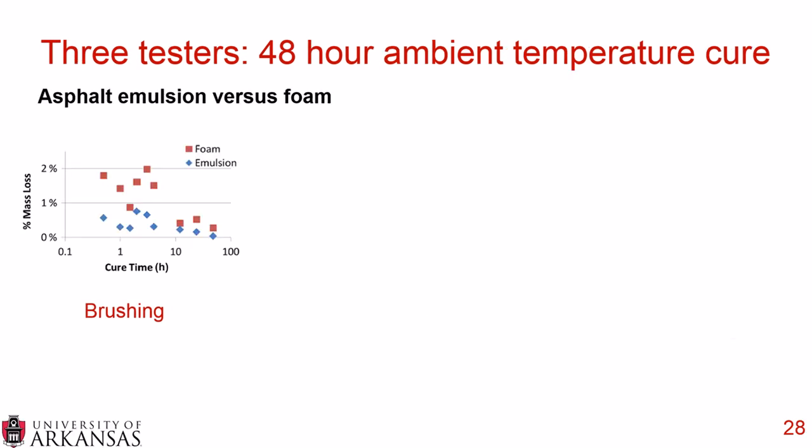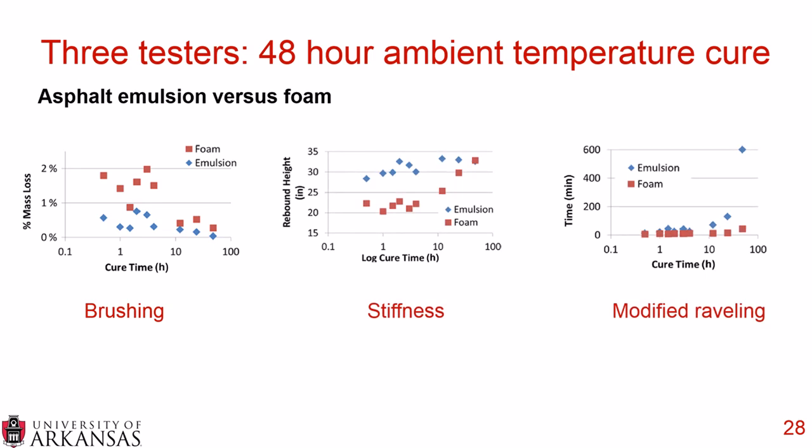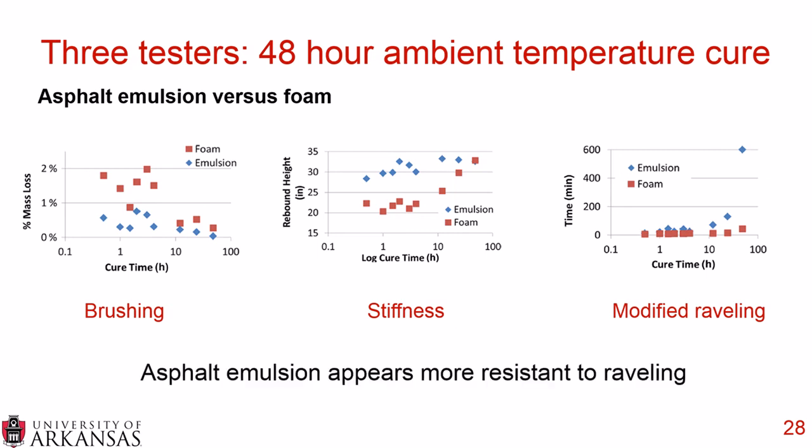The first was looking at, again, a 48-hour ambient temperature cure for both asphalt emulsion and foam. So you can see here the foamed samples had a higher mass loss during the brushing test. They had a lower stiffness and a lower time until failure in the modified raveling tests. So from these three sets of data, we determined that asphalt emulsion appeared more resistant to raveling in the field.